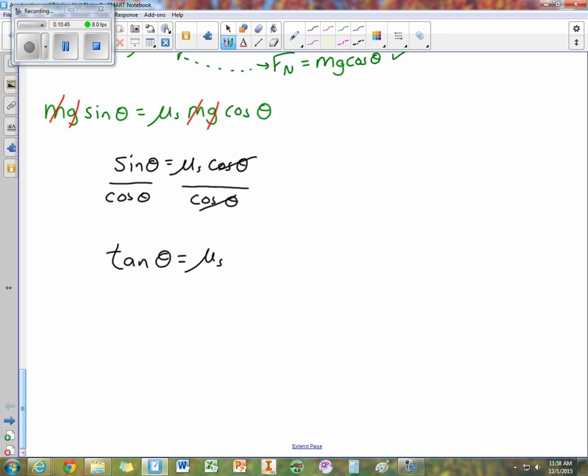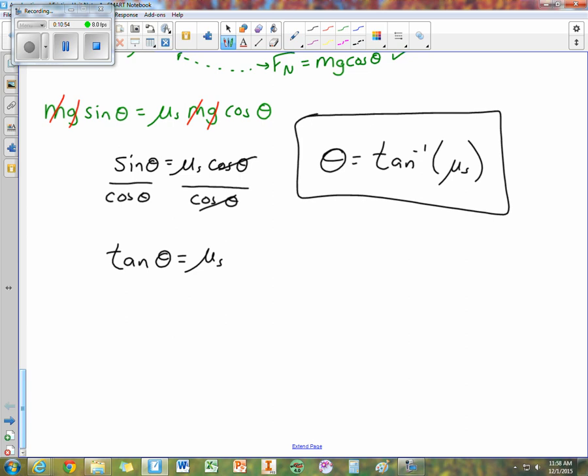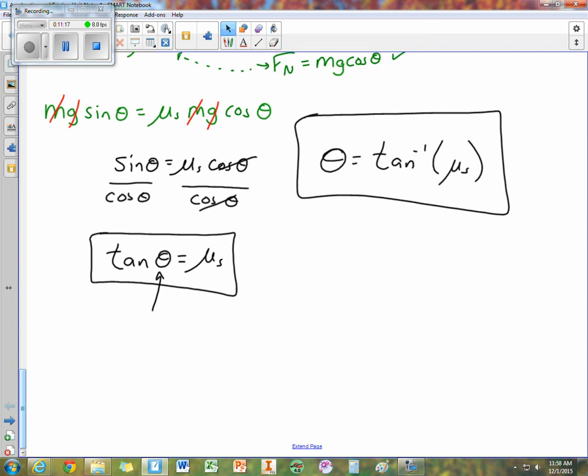This maximum angle would equal the inverse tangent of the coefficient of static friction. Likewise, we can use this formula as a way to measure the coefficient of static friction between two objects. We would need to put an object on a ramp so that we know the two surfaces, and then simply adjust the angle until it begins to slide, and that would tell us mu sub s. It would give us the coefficient between the two surfaces.